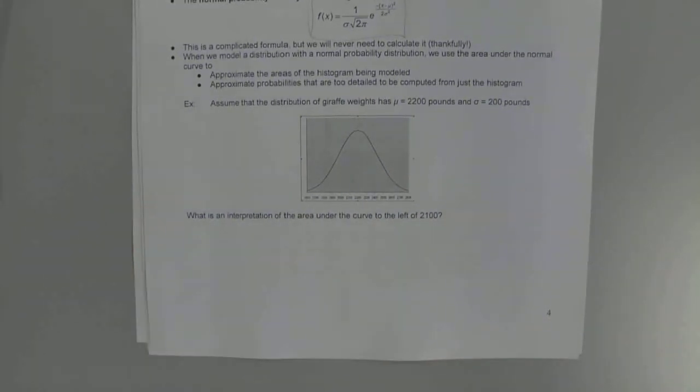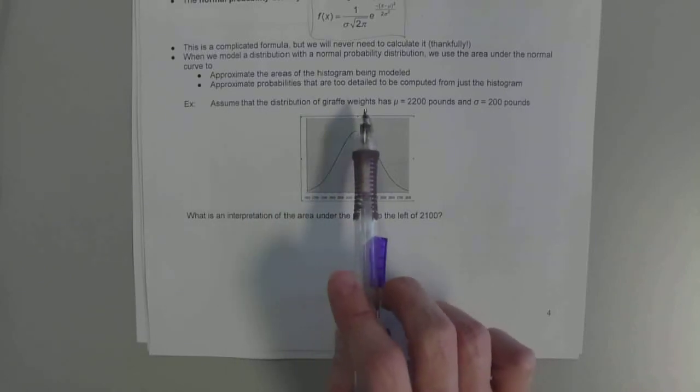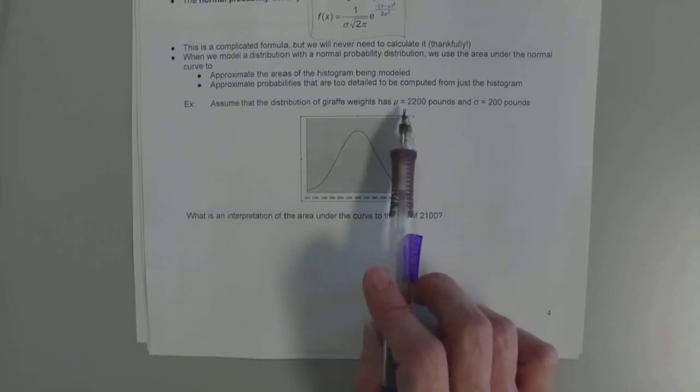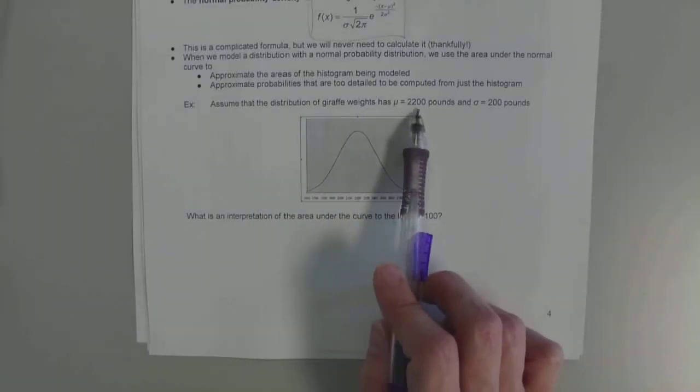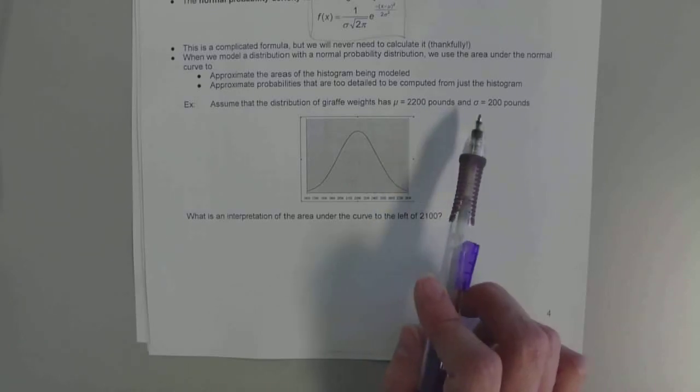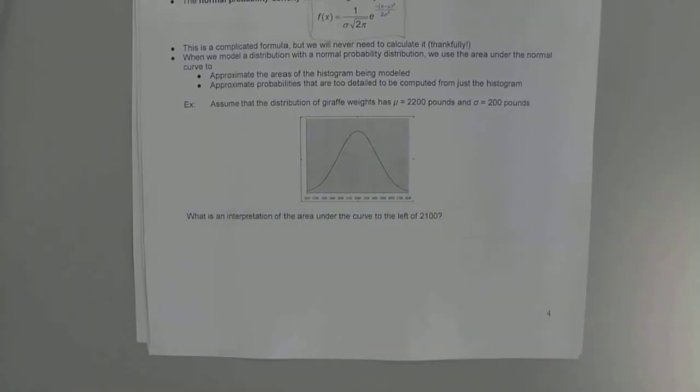So I'm going to use this example right here. Anybody like giraffes? Sometimes people know. Okay. Go to the zoo. Say we go to the zoo, and we are looking at a giraffe. Assume the distribution of how much a giraffe weighs has an average of 2,200 pounds and a standard deviation of 200 pounds. And we're just out there looking at the giraffes, and we want to know, hey, what does this area to the left of 2,100 mean in terms of weight of a giraffe, all right?